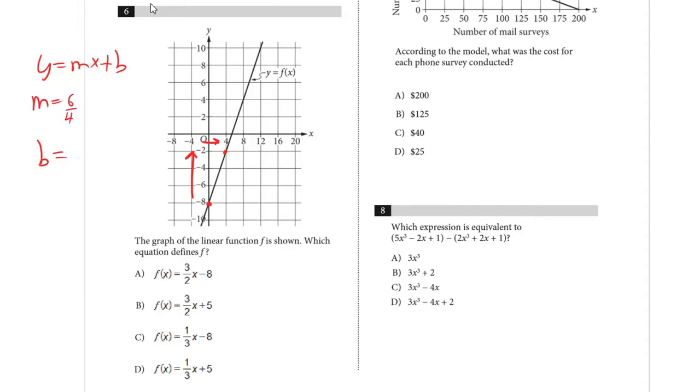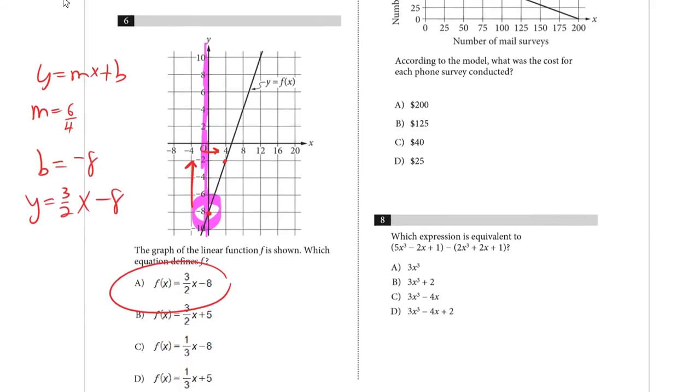The y-intercept is the place where it hits the y-axis. This is the y-axis right here. Where is it hitting the y-axis? At negative 8. So the b is negative 8. So we've got y equals 6 over 4, which simplifies, so 3 over 2x minus 8, if you just put the m and the b where they go. So 3 over 2x minus 8 is A for number 6.